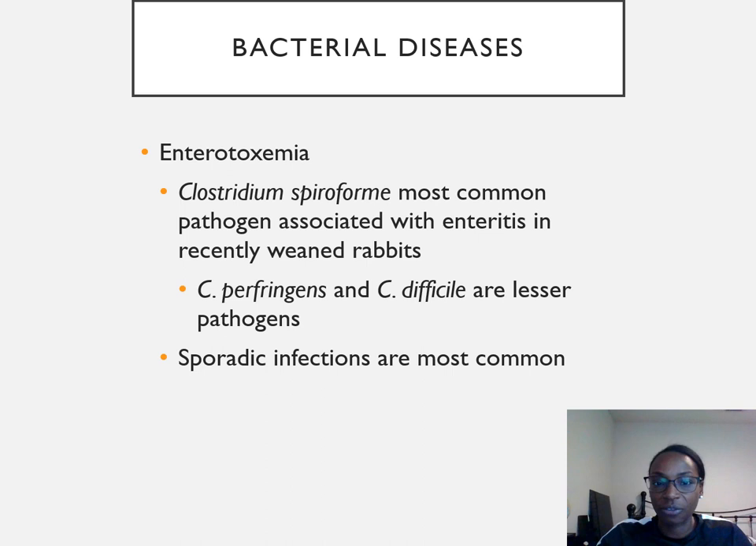Sporadic infections are going to be the most common. So again, we could see this in waves, depending on how the animals are being bred and the weaning and all that stuff. And then also we talked about C. diff and C. perfringens. These are going to be lesser common pathogens that we see.